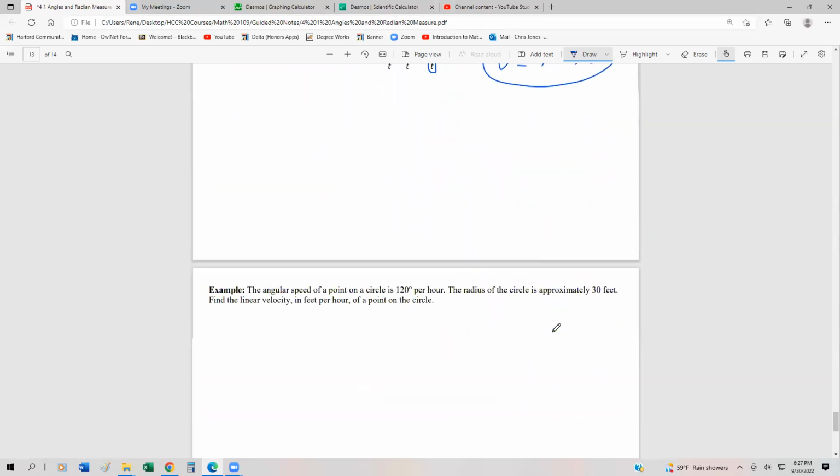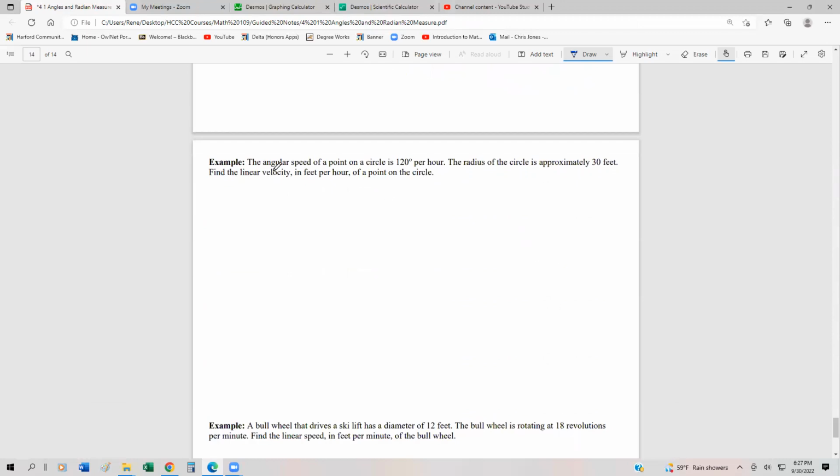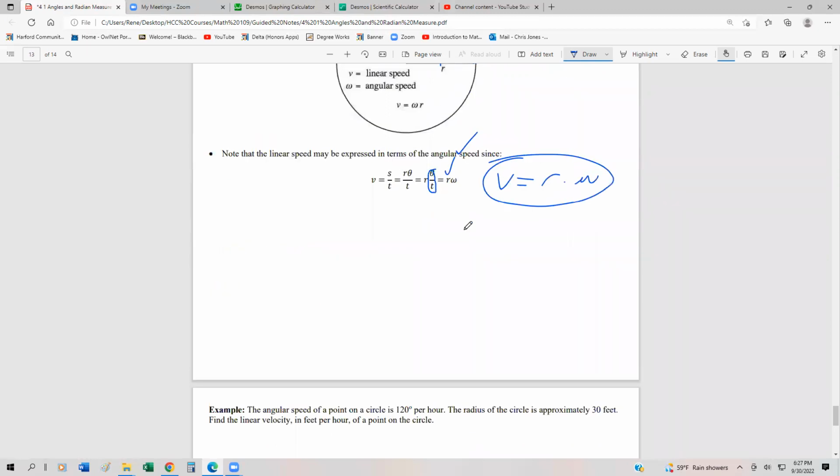All right. So two really easy questions. We have an angular speed on the point of a circle of 120 degrees per hour. The radius is 30 feet. Find the linear velocity in feet per hour of the point on the circle. The first thing we need to do is look at our formula, and we have r theta. But that means we have to figure out what the angular velocity is going to be in radians.